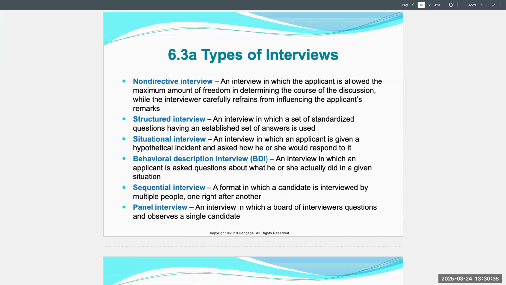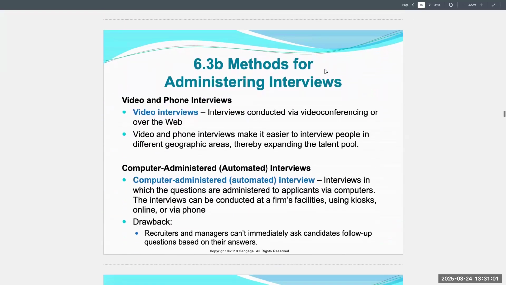Situational interviews use hypothetical scenarios to assess how candidates would behave in a future situation. Other formats include sequential interviews, where candidates meet different interviewers one after the other, and panel interviews, where multiple interviewers evaluate a single candidate together to help bring in multiple perspectives.